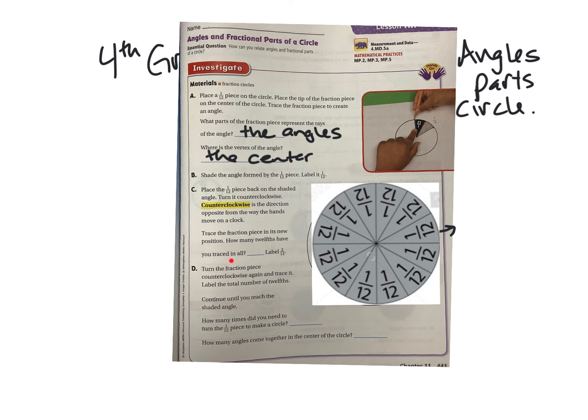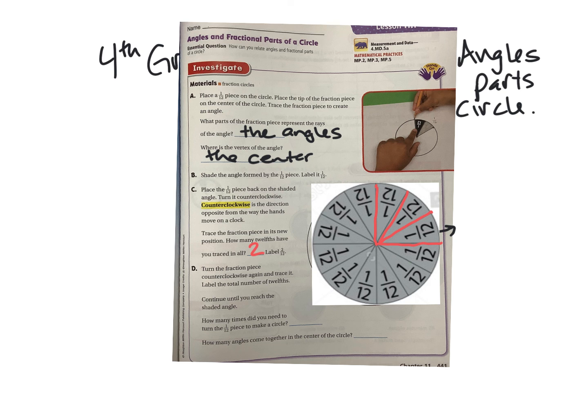How many 12ths have you traced in all? At this point, this question means we've traced one, like they said, and then we put it down and traced another. I've only traced two based on their direction, so I got a little ahead of us. Then they say turn the fraction piece counterclockwise again, this way, and trace it and label the total number of 12ths. So I trace the next one, and now I have 3 12ths.